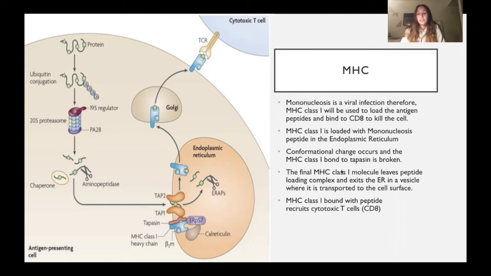to occur. So once this all happens, then there's a conformational change, which breaks the bond between MHC class 1 and tapasin. And so this final MHC class 1 molecule is now ready to leave the endoplasmic reticulum, or ER. And it leaves in a vesicle, which then is transported all the way to the cell surface. And MHC class 1, bound with the mononucleosis peptide, is then on the cell surface, and it recruits the cytotoxic T cell known as CD8.